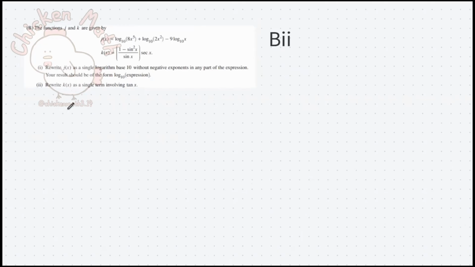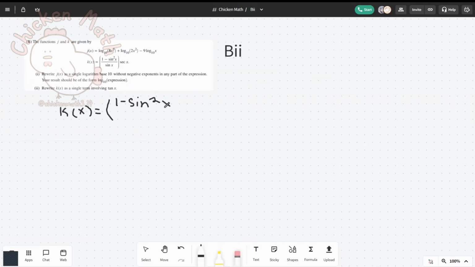So first we want to rewrite k of x, so we can say k of x, and then this is important for our work, just rewriting what k of x is equal to. We got 1 minus sine squared x over sine x, and then we got secant x. Some of the trig identities that we can notice automatically are the 1 minus sine squared x, and then we have the secant x. So if you recall, 1 minus sine squared x is actually equivalent to cosine squared x.